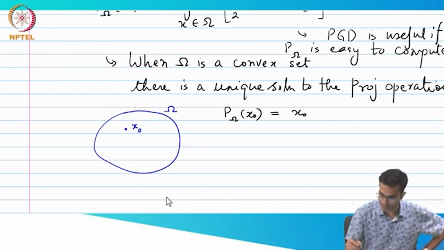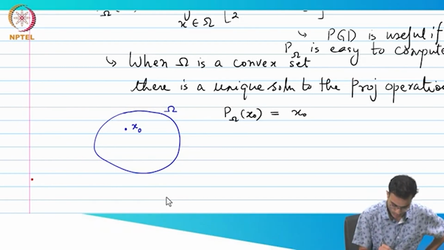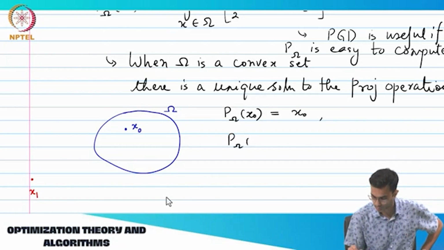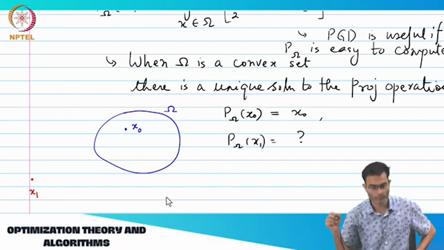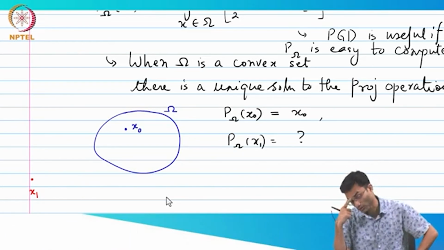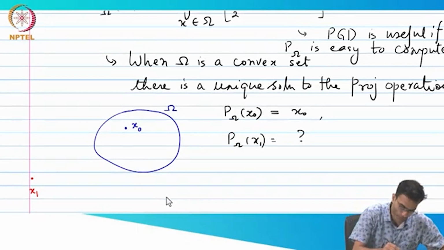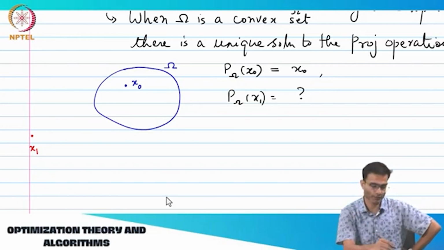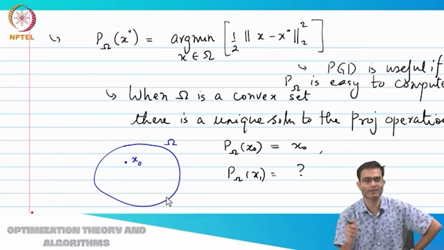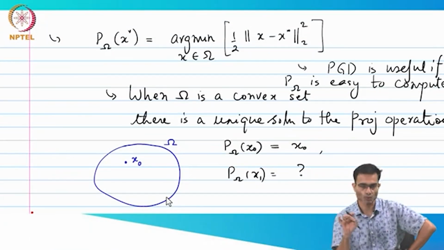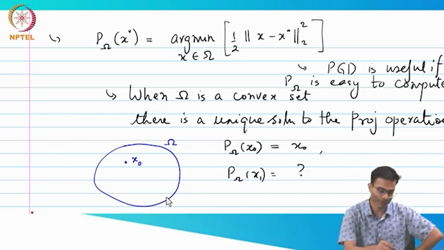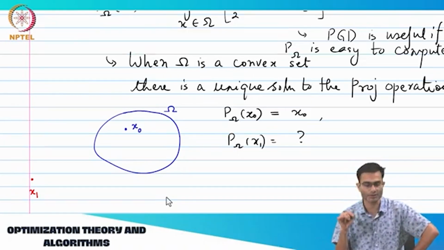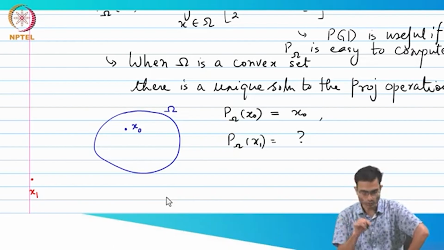Now let's take a point over here, x1, and the question I'm asking now is, what is the projection of x1? So at least from a graphical perspective, how do you think we should start solving this problem? You see the algebraic definition. This simply means find the nearest point in omega to my target, my candidate point. That is the geometrical meaning of this. Now I'm at x1. I want you to find me the nearest point from omega to x1.